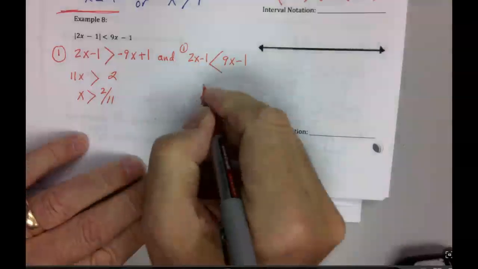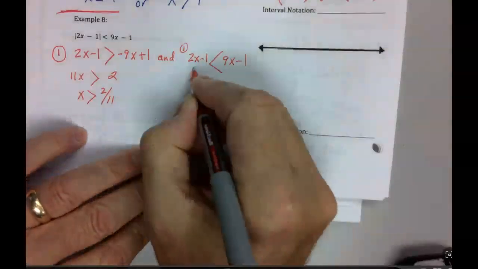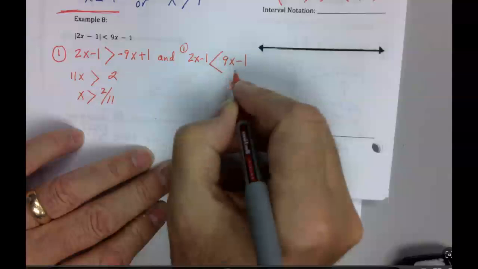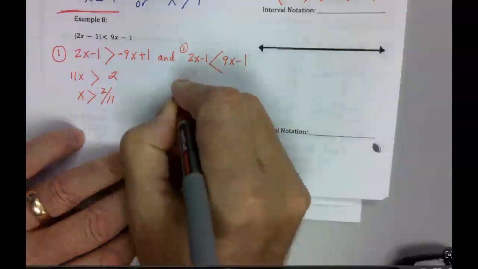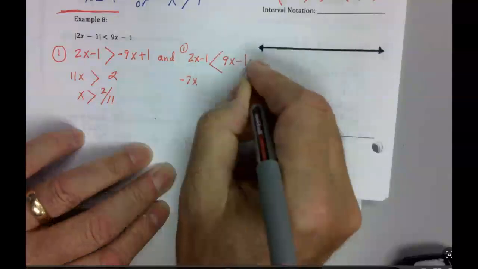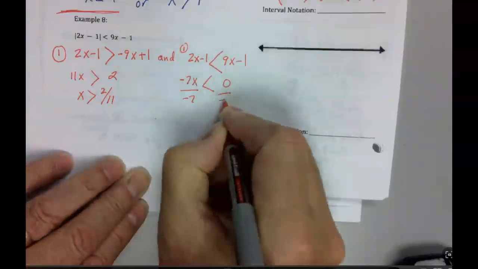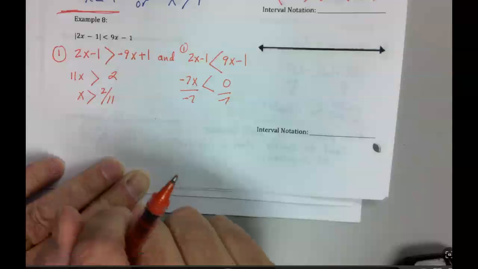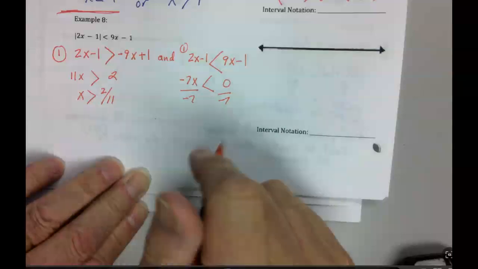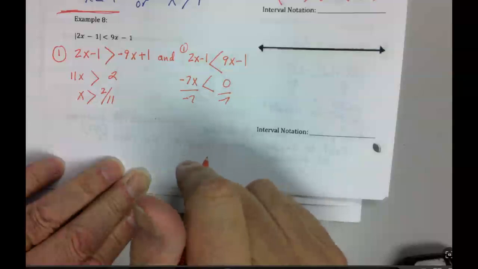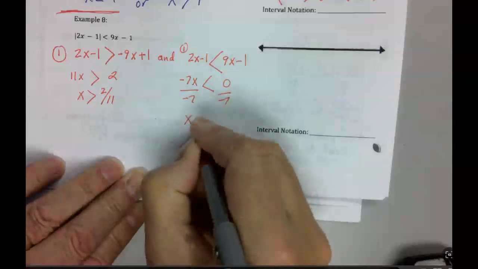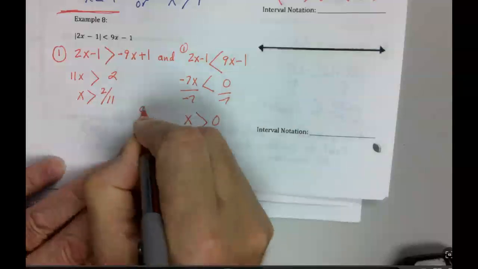Then we do the next one. Let's see here. I'm going to subtract 9x over here, so that gives me -7x. Add 1 over here, which gives me 0. I remember what happens when I divide both sides of an inequality by a negative. What happens to the inequality? You flip it. You reverse the inequality, so now this is going to be x is greater than 0. So we have this. Agreed?